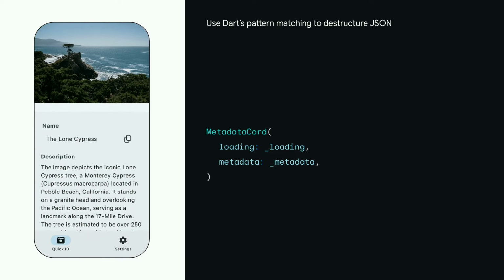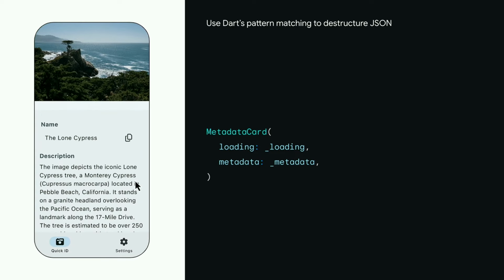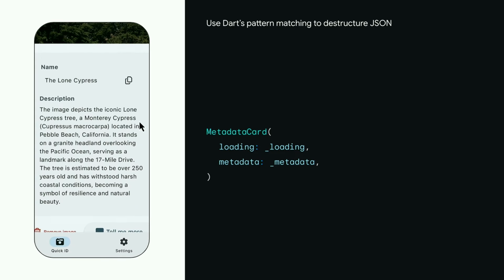So once we have the metadata object representing the response, we pass it to our custom card widget to display it on the screen. You can see we also provided a loading state variable, which triggers that shimmer placeholder that you see there.